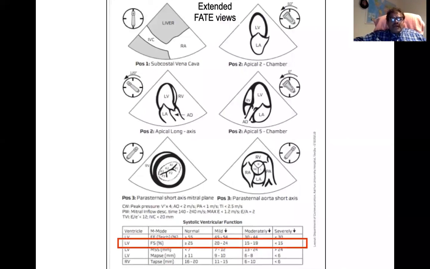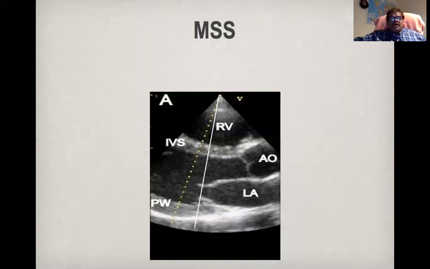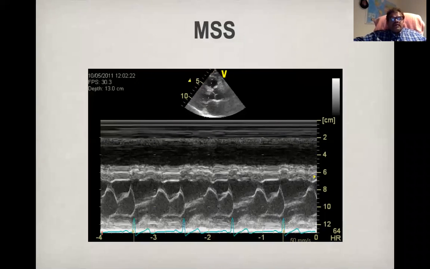Fractional shortening should be more than 25 in normal cases. For mitral septal separation, as I have told you, again we have to take a good parasternal long axis view and put the cursor through the tips of the mitral leaflet. It should be a little closer to the mitral leaflet so that you can measure the movement of the anterior mitral leaflet.